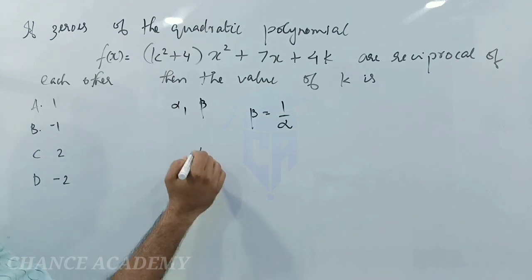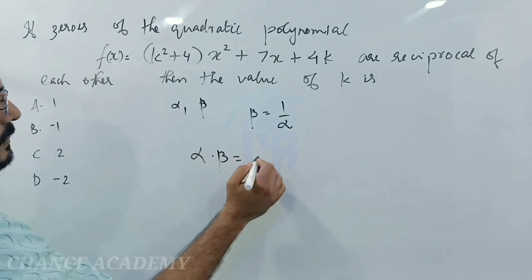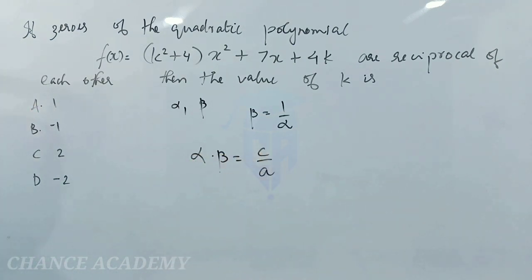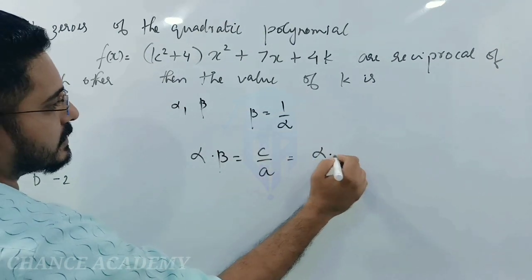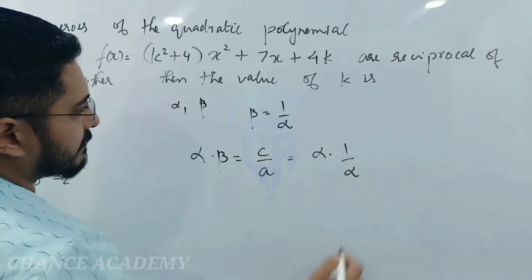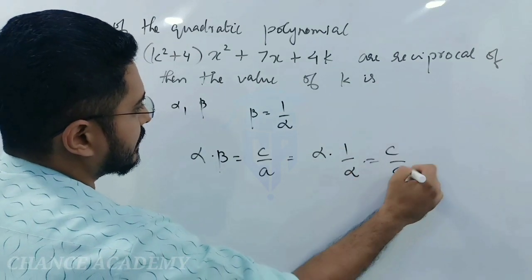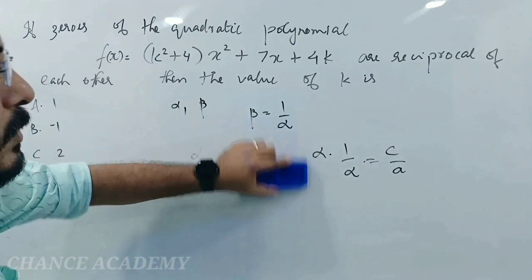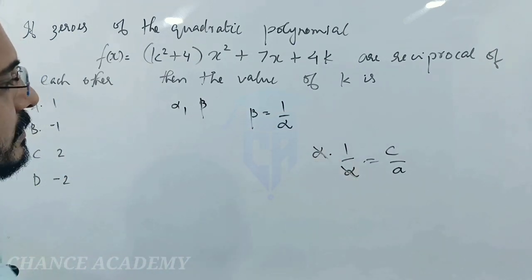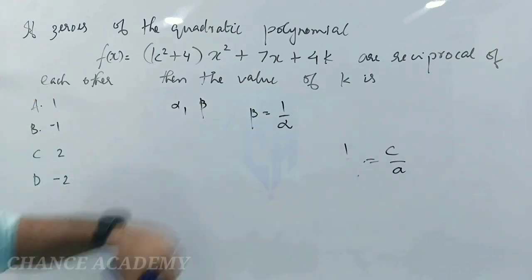So the product of zeros, alpha into beta, is normally written as c by a based on the coefficients. You can replace beta with 1 by alpha. So this is equal to alpha into 1 by alpha, that's equal to c by a from the given polynomial. So alpha into 1 by alpha will be equal to 1, since alpha will get cancelled, and you will be getting 1 is equal to c by a.